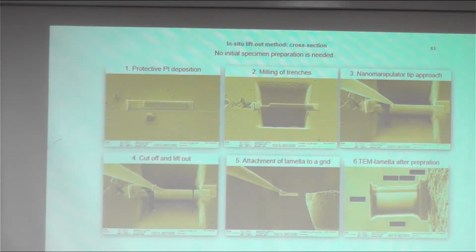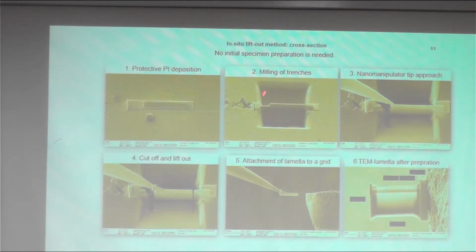This preparation. So first you select your region of interest. Then you need to protect your region of interest by depositing a protective layer. Platinum is widely used. You can also use others like carbon and tungsten, depending on your system. But platinum is widely used. Then why do you need this protection?